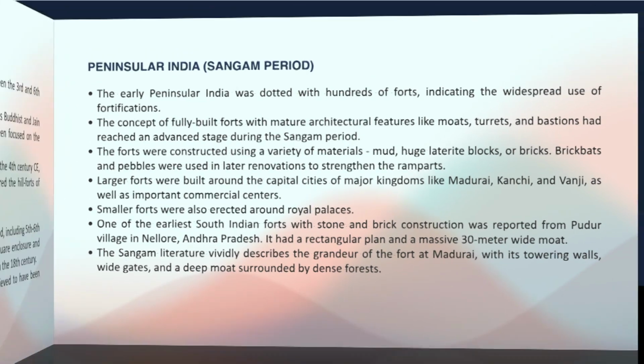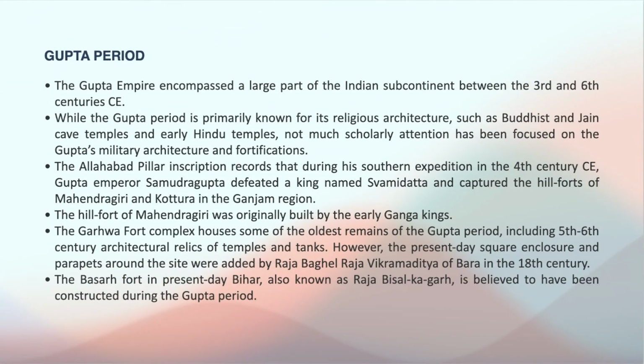surrounded by dense forest. The Gupta period also encompassed a large part of the subcontinent, and it is primarily known for its architecture. However, there are military fortifications also observed during this period. The Allahabad stone pillar inscription records that during the southern expedition in the 4th century CE, the emperor Samudragupta captured hill forts of Mahendragiri and Kottura in the Ganjam region.